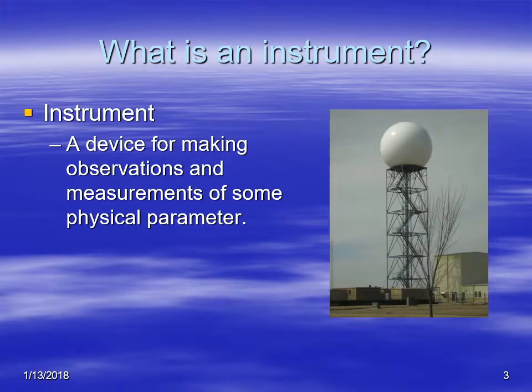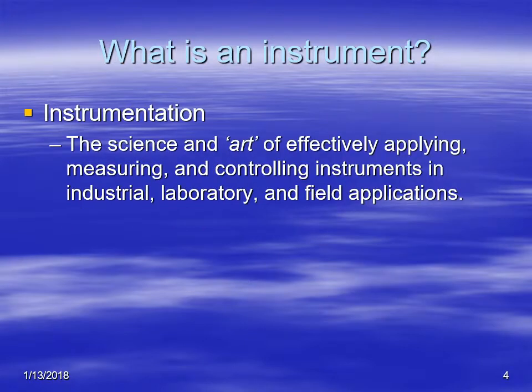So for our purposes, we're going to say that an instrument is a device for making observations and measurements of some physical parameter. And then instrumentation is the science or the art of effectively applying, measuring, and controlling instruments in industrial, laboratory, and field applications.